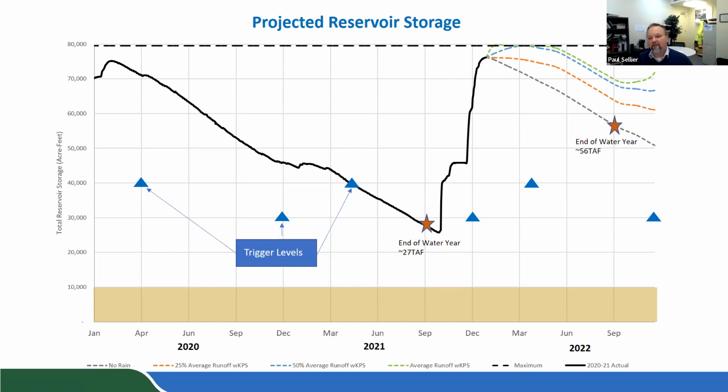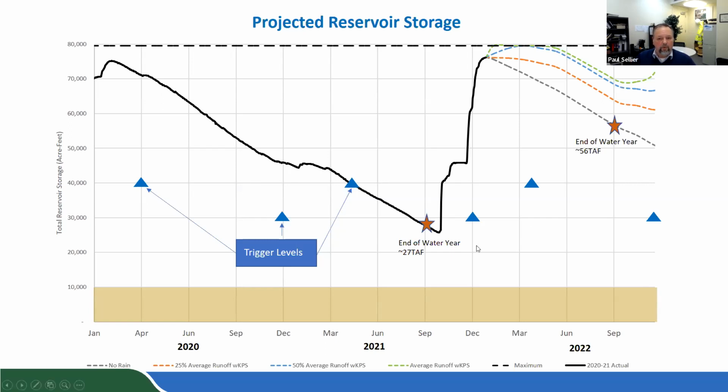This is our projected reservoir storage. The black line is where we've been over the last couple of years, and here we are sitting nice and fat and happy at 96% of capacity. If we didn't get another drop of rain, that would be this gray dotted line. You can see that gray dotted line takes us to the end of the water year, so that's October 1st or end of September. We're going to be around 56,000 acre feet if we got not another drop of rain.